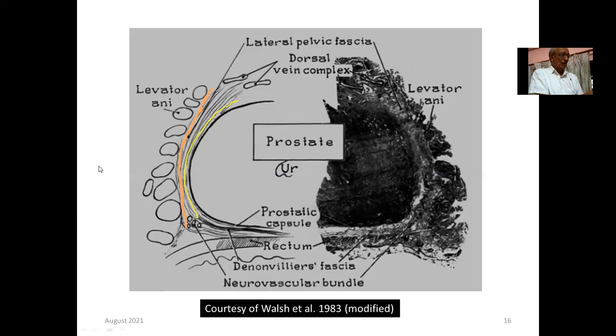And for the benign hyperplasia, we have described that the prostate is excavated from here. So you have to refer to various articles beginning from Walsh's 1983 to get a perfect idea. Very important, the dorsal venous complex. In ligating that, the sphincter should not be damaged. Sphincter should not be damaged.